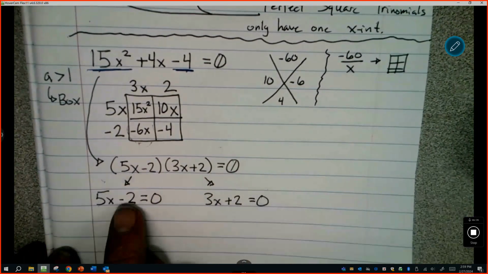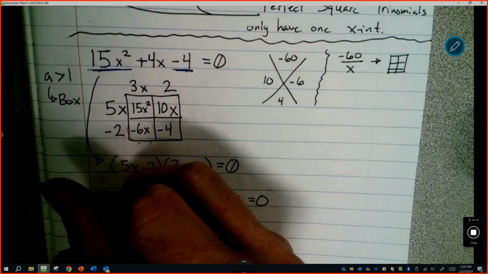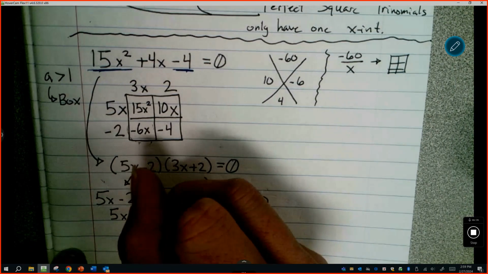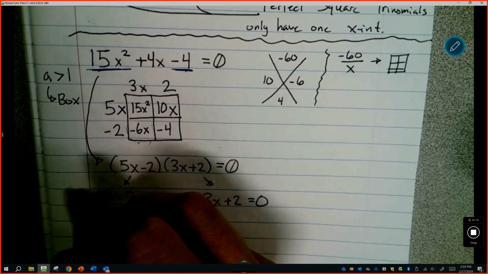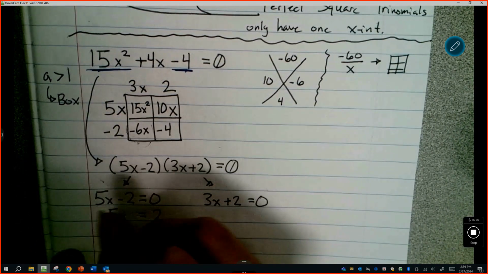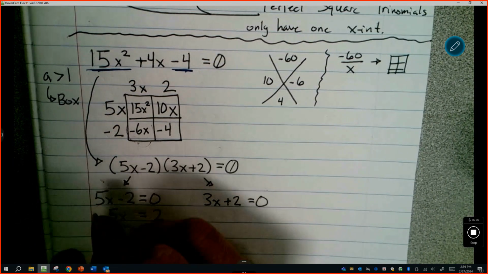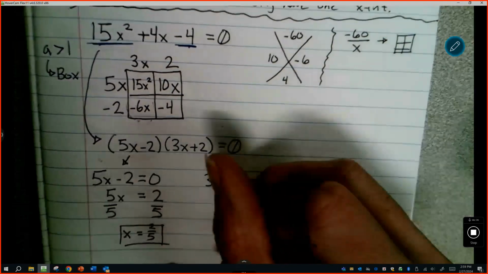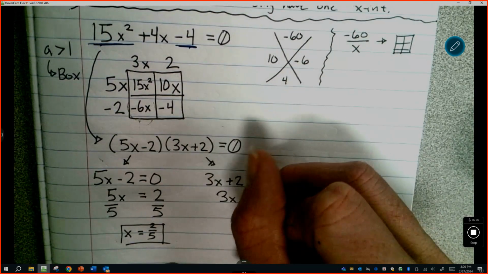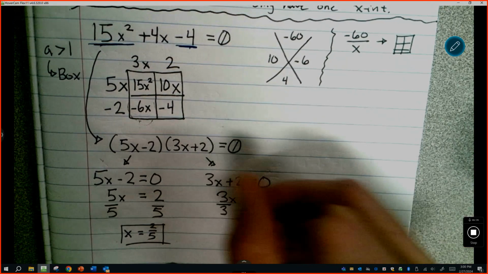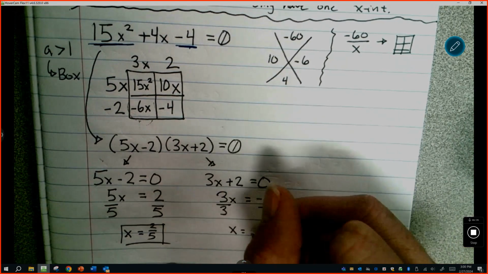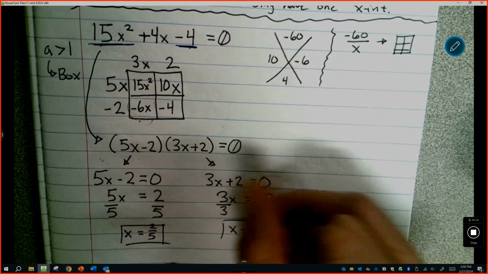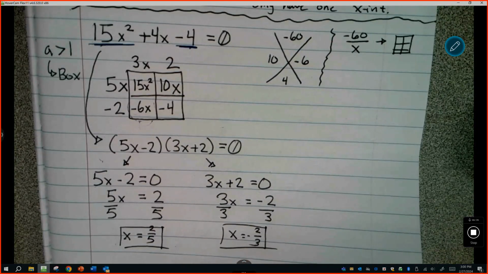And then when we do that, I'm going to add 2 on both sides to move that -2 to the other side. I'm going to divide both sides by 5, and I get x equals 2/5. That is one of my 2 x-intercepts. For the other one, I'm going to subtract 2 on both sides. I get 3x equals -2. Then I'm going to divide both sides by 3, and I get x equals -2/3. Any questions about how we factored that one or how we found the x-intercepts?